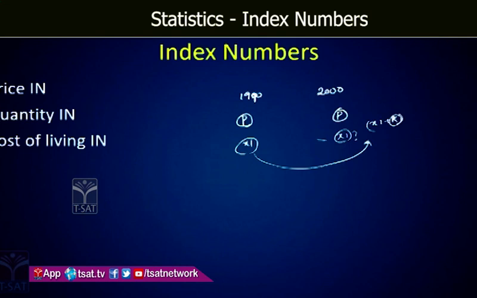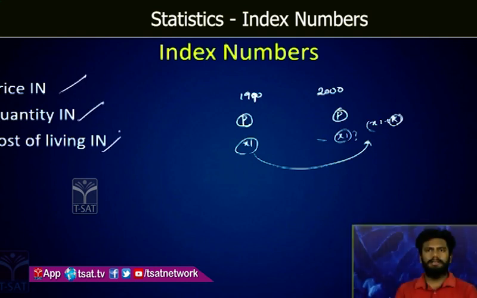Not only price, because we use index numbers to calculate the relative changes in the quantity of consumption, or imports and exports, sales, and also industrial production. Now, these index numbers are broadly classified into three types, that is price index numbers, quantity index numbers, and cost of living index numbers. Price index numbers deal with the relative change in the price levels, and quantity index numbers deal with the relative change in the quantity of consumption of the product. Cost of living index numbers deal with how the family standards change over the periods.